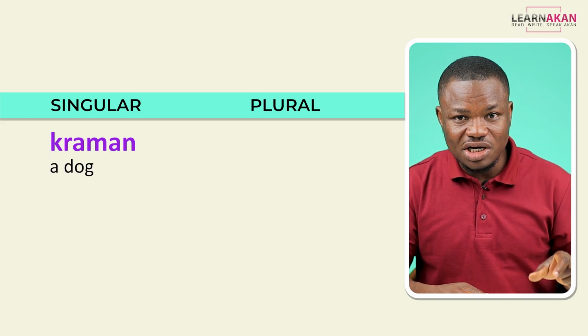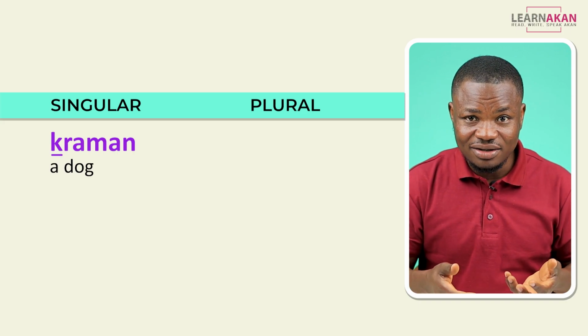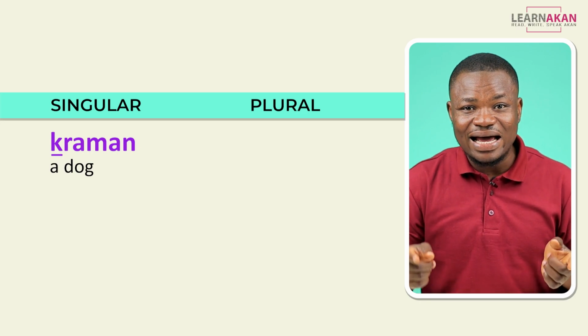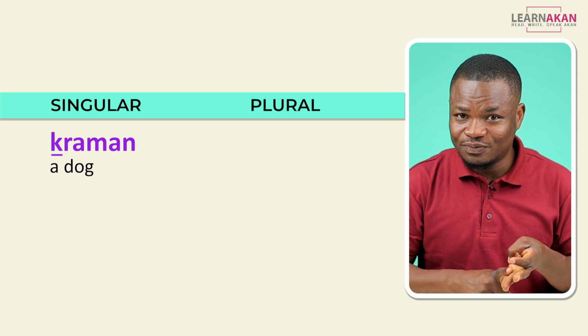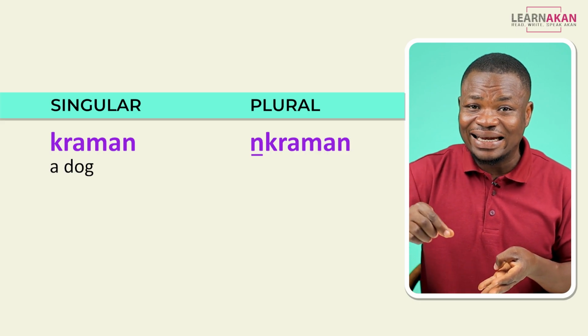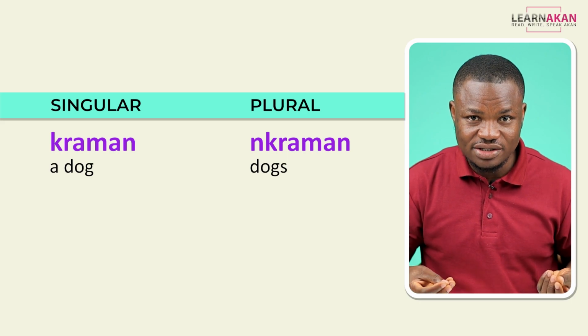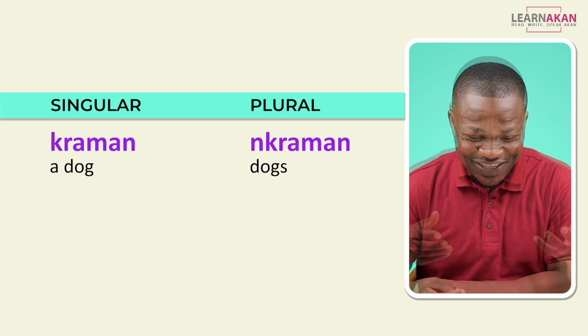It is the initial consonant that we consider, and here that is k, right? So to form its plural, this k is neither b, p, nor f. So you simply bring n in front and we have nkramai as dogs. Okay, nkramai. Let's see another one.